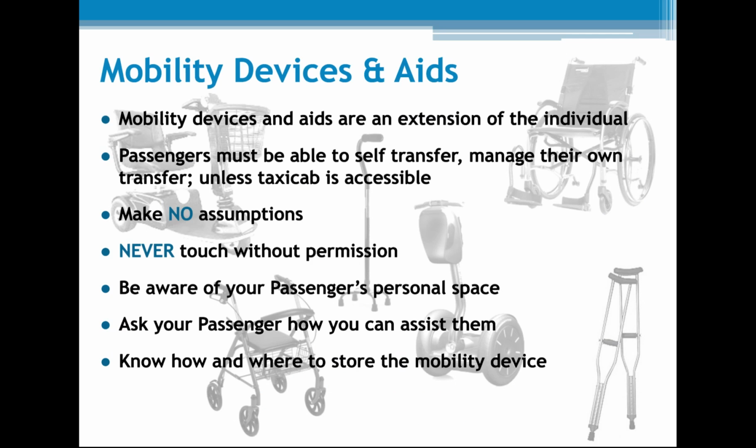Here are some things you need to know about mobility devices and aids. First of all, mobility devices and aids are an extension of the individual. What does this mean? Let's say an individual requires the use of a walker for mobility. This is no different than a person requiring the use of their leg. Therefore, their walker is considered a part of this individual because this individual requires the use of their walker for mobility.